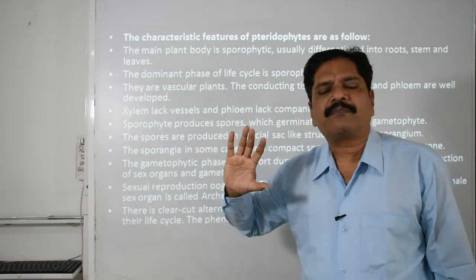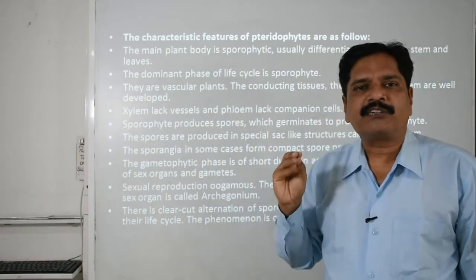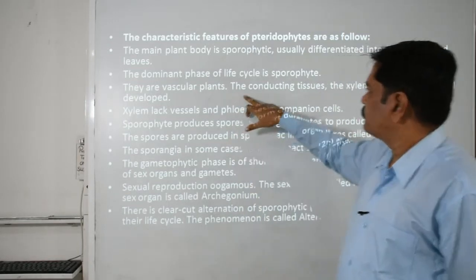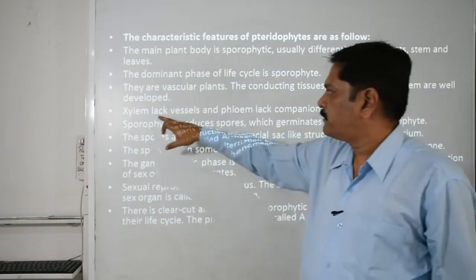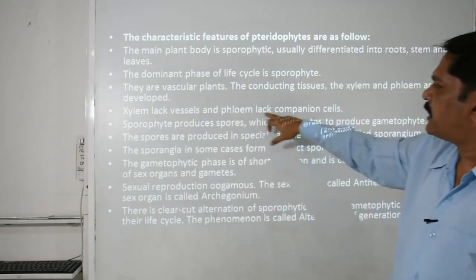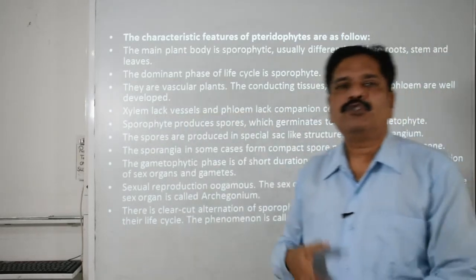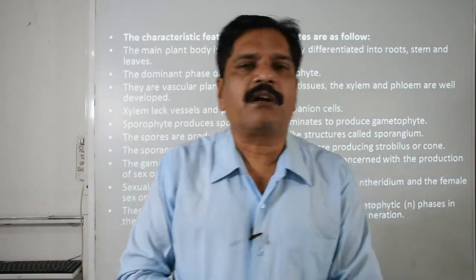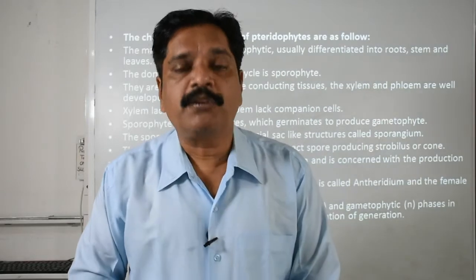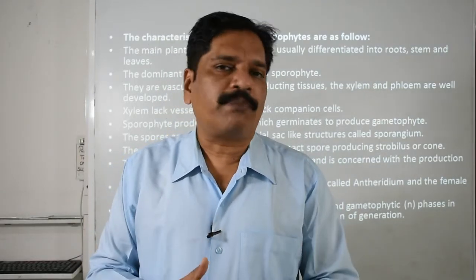What is the meaning of vascular plant? That means they have vascular tissue like xylem and phloem. Clear? And the conducting tissues, the xylem and phloem, are well developed. Clear? The xylem like vessels and the phloem like companion cells. You know that when we talk about the components of the xylem and phloem, these two are the complex tissues.